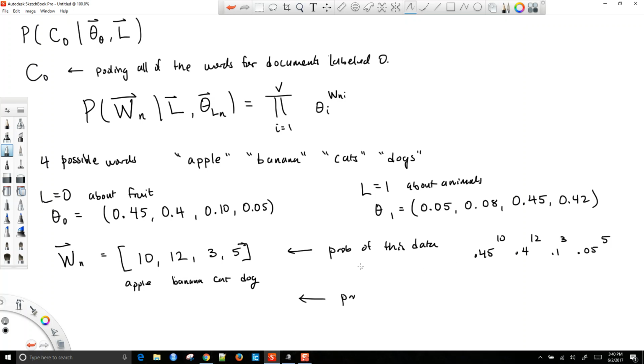Probability of data if label is equal to 0, and we'll say probability of the data if label is equal to 1, this is going to be 0.05 raised to the 10 times 0.08 raised to the 12, 0.45 raised to the 3, and 0.42 raised to the 5. And we can see this is going to be much more likely, and thus if we see words like this, we would come to the conclusion that this document is about fruit. Does that kind of make sense?